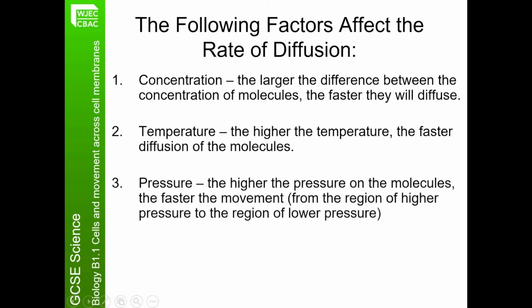The third thing is pressure. The higher the pressure on the molecules, the faster the movement. So if we think about pumping up tyres on a bicycle or a car, the higher the pressure in your tyre, the faster these molecules are moving. And the last thing that would affect the rate of diffusion would be the distance that the substance has to travel across. And if this is through a cell membrane, if it's one layer, it will be much faster. If it's several layers of cell membranes that it's got to pass through, it's going to slow down the rate of diffusion.